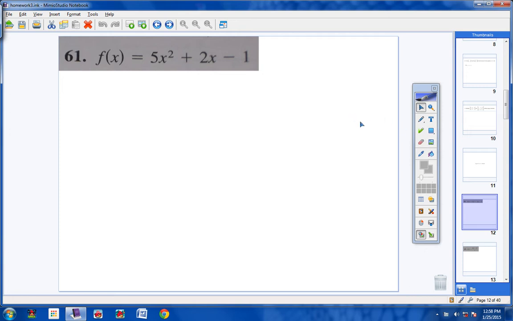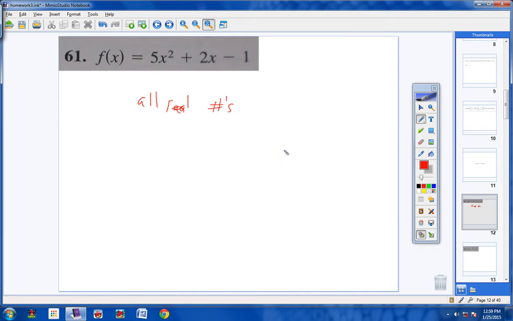Well, first of all, guys, as I look at number 61, it's really pretty obvious. X can be anything. There's no limitations. Think about it. There's no fraction. There's no square root. There's nothing that would say you can't put this number in for x. So, using words, we would say the domain is all real numbers.